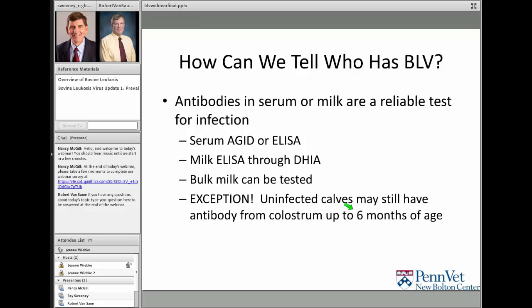If a calf that's less than 6 months is positive on the ELISA or the serum AGID, it could be antibodies from her mother if her mother was infected. And that wouldn't necessarily mean that the calf is infected with the virus.